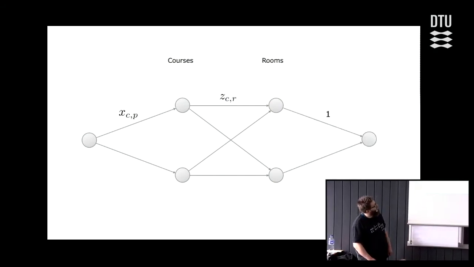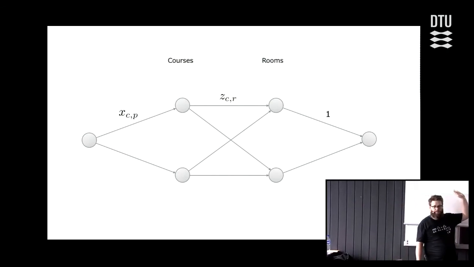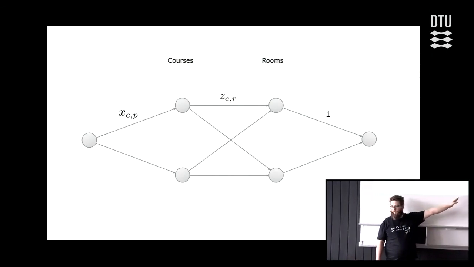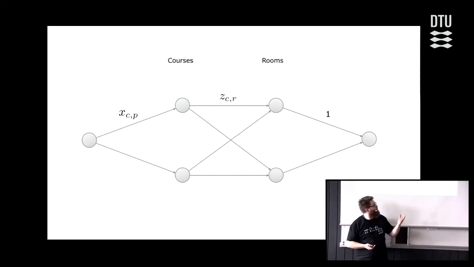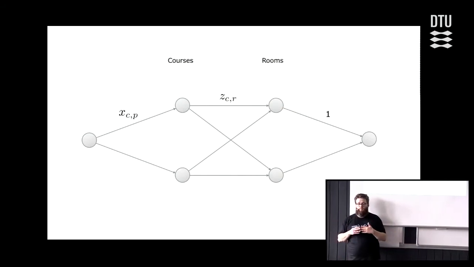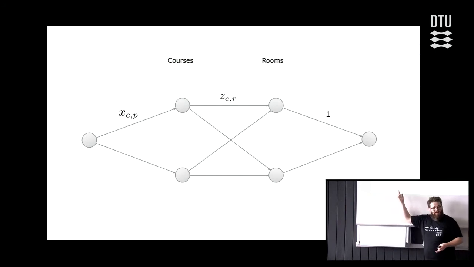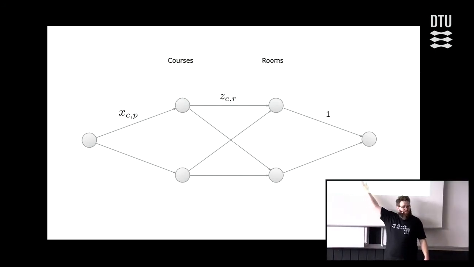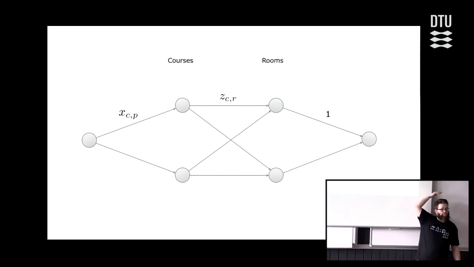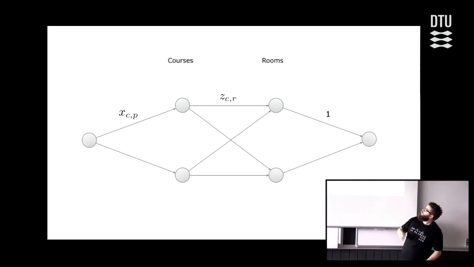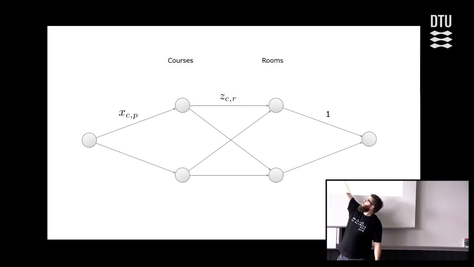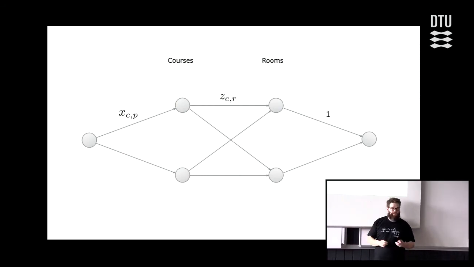And we have a sink node, where every room has an arc going to it with capacity 1, to simulate that, because we're considering one period, at most one lecture can be scheduled in every room. So the flow problem corresponds to taking the time assignments and putting them into the room assignments, the room problem. If I send flow from a course C to a room R, it means I've scheduled the course in that room at the specific period that this graph is created for.